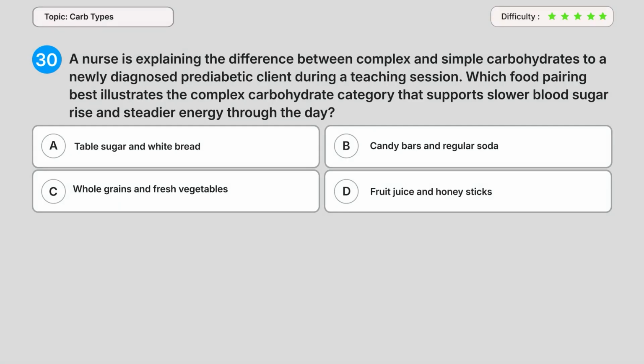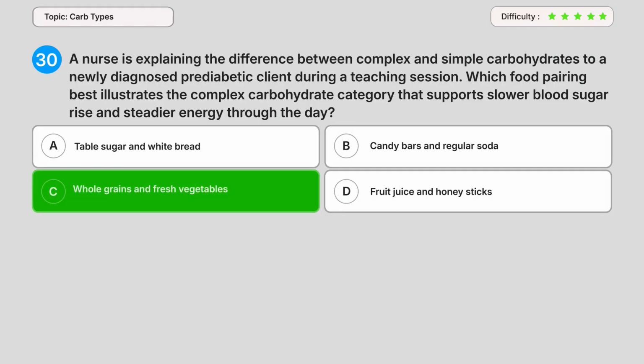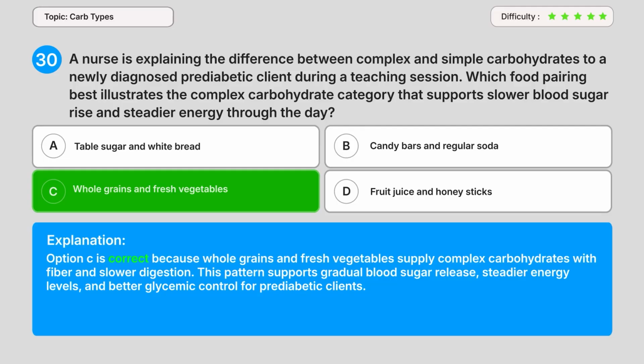Correct answer: C. Whole grains and fresh vegetables. Explanation: Option C is correct because whole grains and fresh vegetables supply complex carbohydrates with fiber and slower digestion. This pattern supports gradual blood sugar release, steadier energy levels, and better glycemic control for pre-diabetic clients.